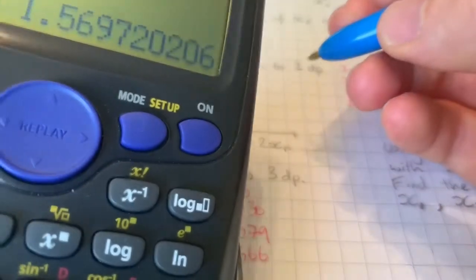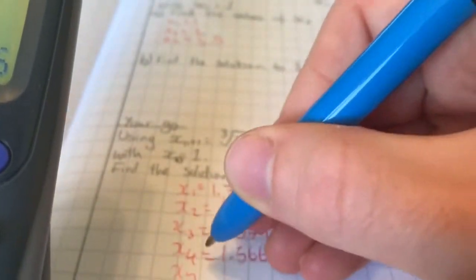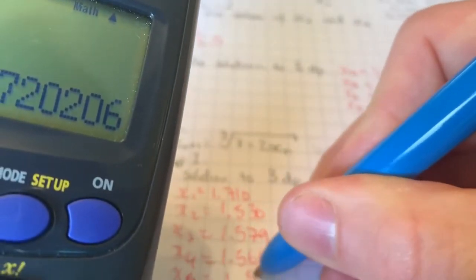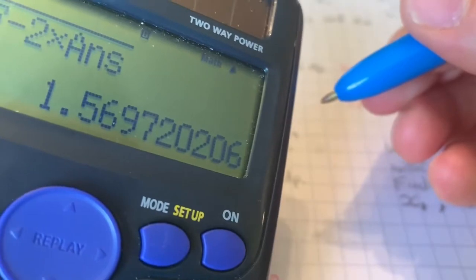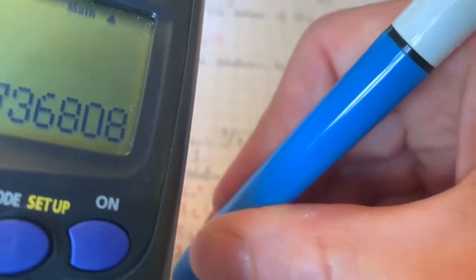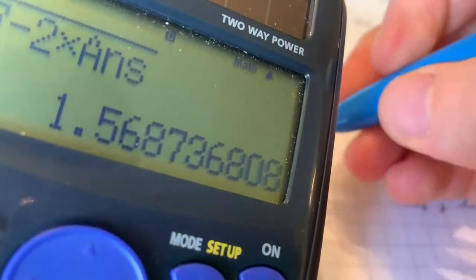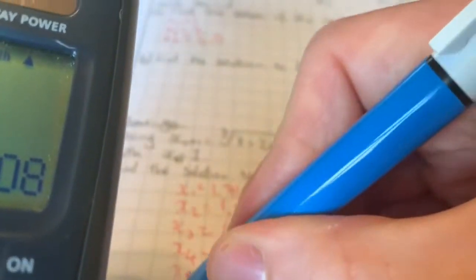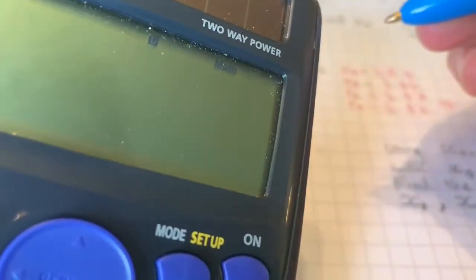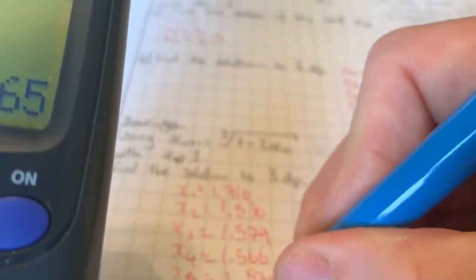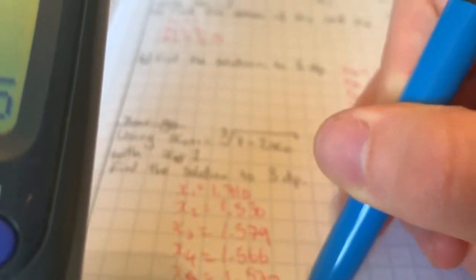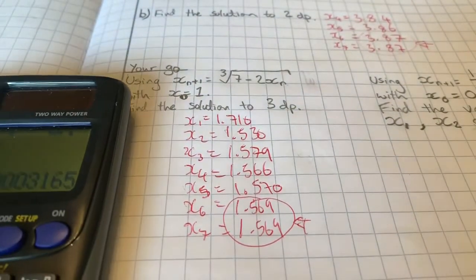So if I go to x5 now, you've got 1.570. Okay. So I'm going to go x6 now, 1.569, and then x7, so hit equals, 1.569. Okay, so because it's consistent, it's the same, we know the answer is 1.569 for that there. Okay, so a fair bit of working, but you get there in the end.